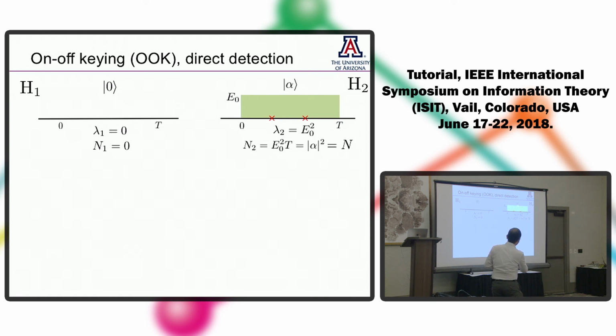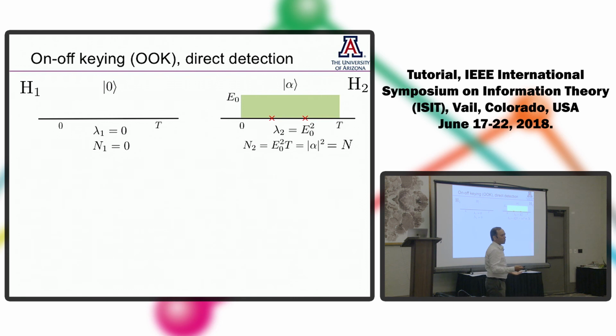I'm just writing E0 as the constant field, which, squared, is your rate of the arrival process, and mod square of alpha is your mean photon number. Okay. So in one case, your mean photon number is 0. You're not going to see any photons. In the other case, you are going to see photons with that click probability.